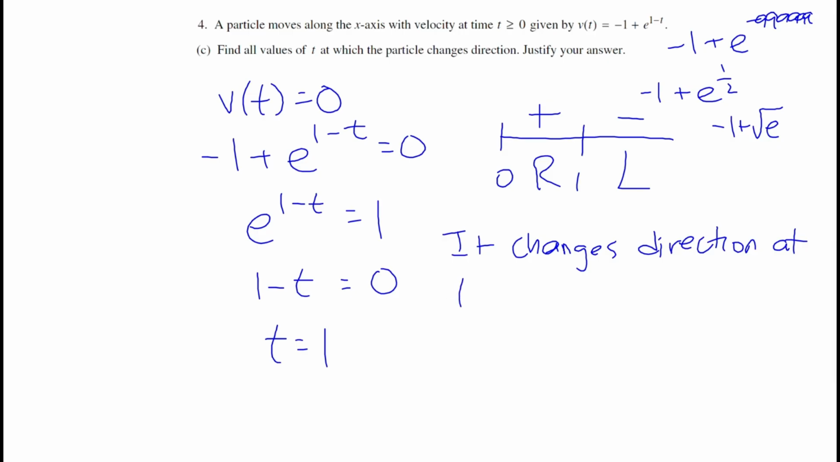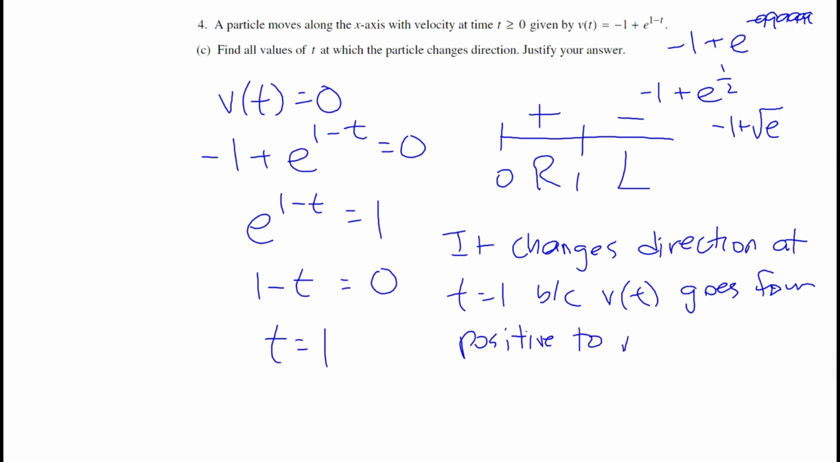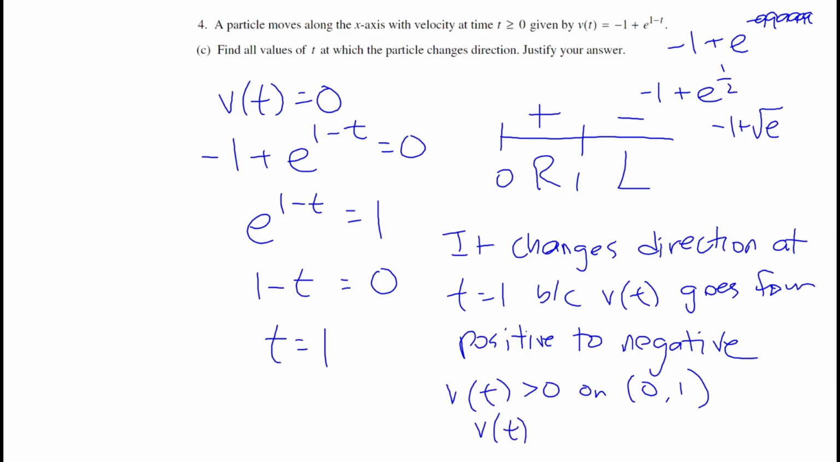Because v(t) goes from positive to negative. Or you could say, v(t) is greater than 0 on 0 to 1, and v(t) is less than 0 on 1 to infinity. And that was worth 2 points. 1 just for getting t = 1 as a possibility, and 1 for your justification of it.